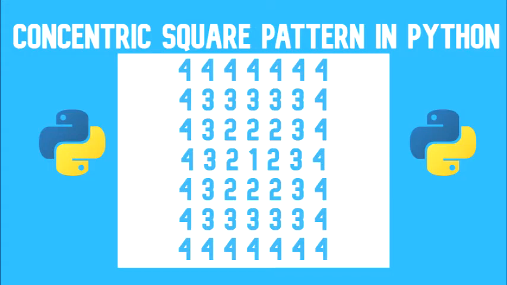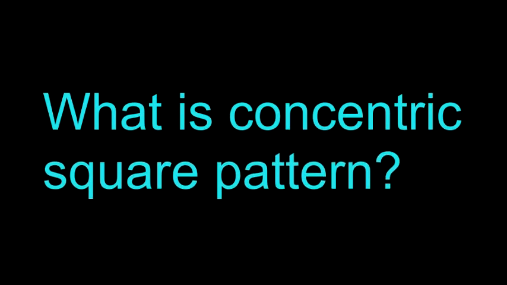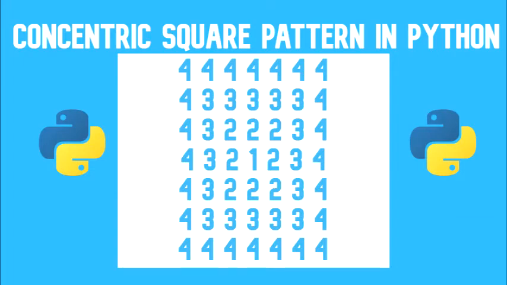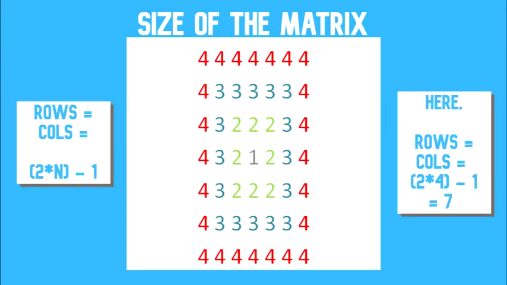In this video, I will explain the logic and the Python code of concentric square pattern. So, what is concentric square pattern? Concentric square pattern is a rectangular pattern in a 2D matrix in such a way that they are concentric to each other. As we can see, the number of rows and columns are 2 times n-1.